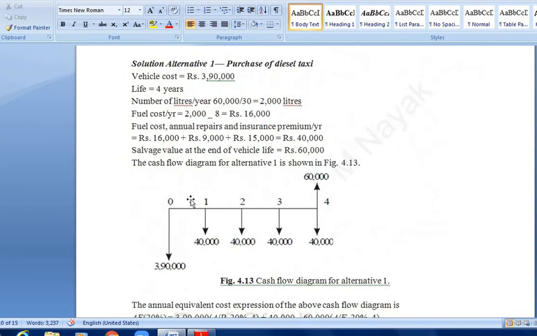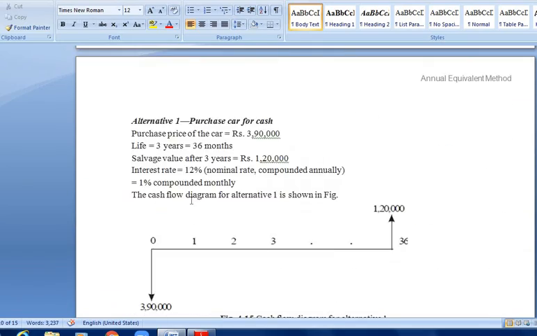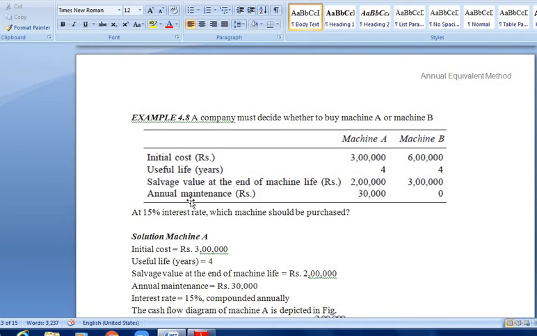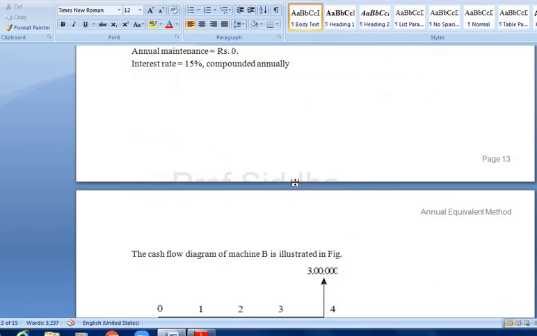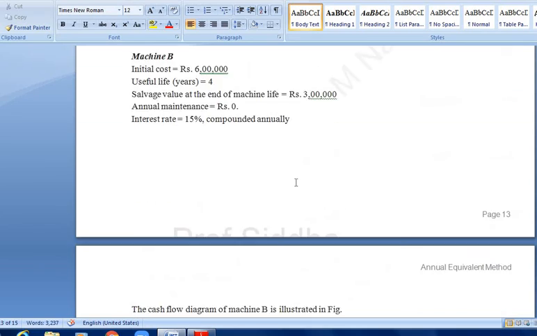Similarly, solve all these problems, very easy. I will give this copy to you also. Any problem, let me know. See, they are almost the same. So try to practice these problems. The last one, shall we see?